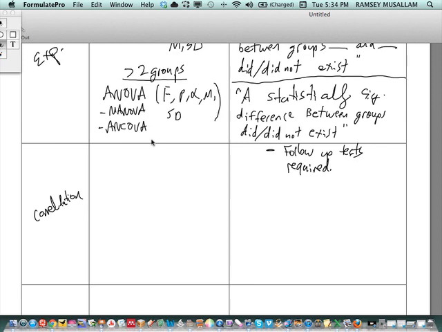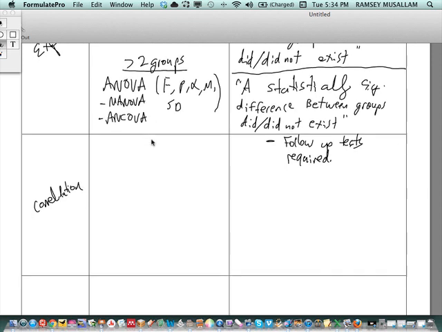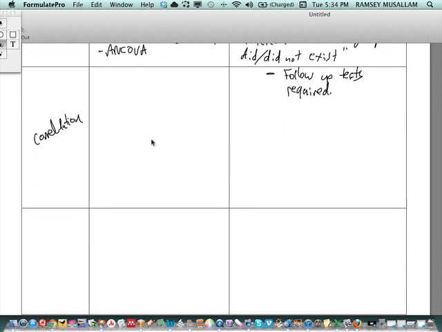If it's MANOVA, you said they had equal groups, but they were measured on multiple different variables. Or you can see MANCOVA. Multiple variables measured with non-similarity between groups initially. Okay, so I'm telling you, someone's got to tell you this stuff, right? And so it's enough of that talk. All right, correlation is really easy.